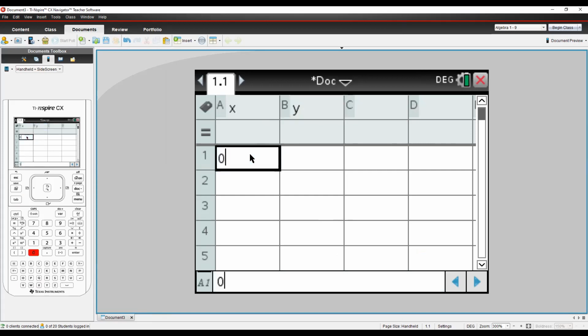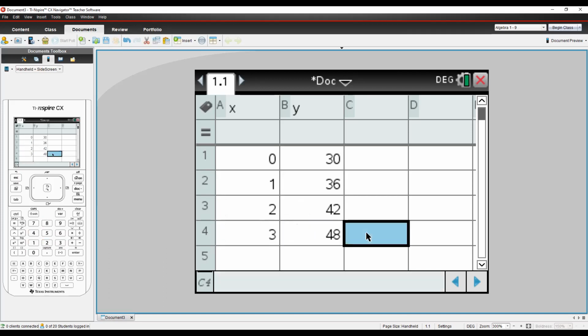At 0 seconds, she's at 30, because she starts 30 feet ahead. After 1 second, she's gone 6 more feet, so that's going to be 36. After 2 seconds, she's going to be at 42. After 3 seconds, she's going to be at 48. And then I press enter.